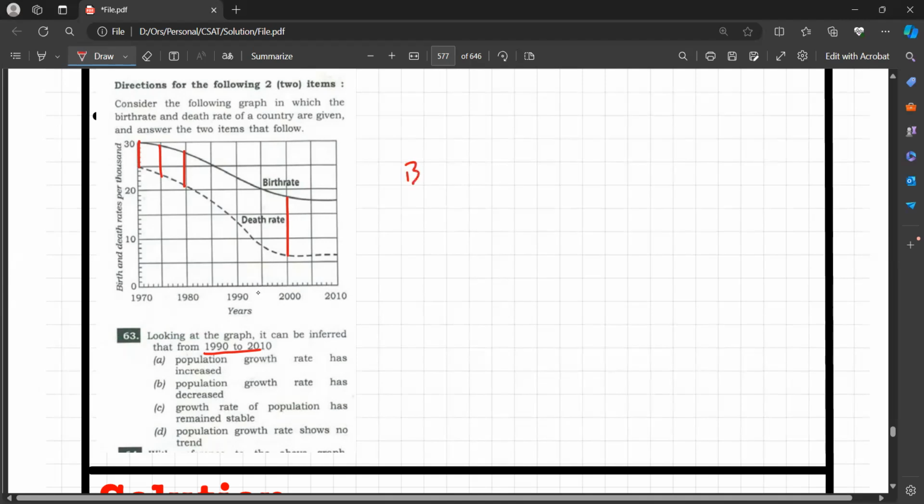Because population growth rate is birth rate minus the death rate. So at some places it is higher, at some places it is lower. Clear? So this cannot be the answer. Population growth rate shows no trend. This will be the correct choice, because it has got here the gap, and here the gap is even higher. Clear? So D will be the correct choice.